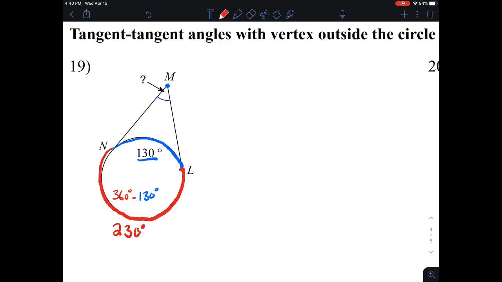Now I can go solve for M. So the measure of angle M is going to equal 1/2 times the difference between the outer arc, 230 degrees, and the inner arc, 130 degrees. And then I would just evaluate that, and we'd get M is going to come out to be 50 degrees.